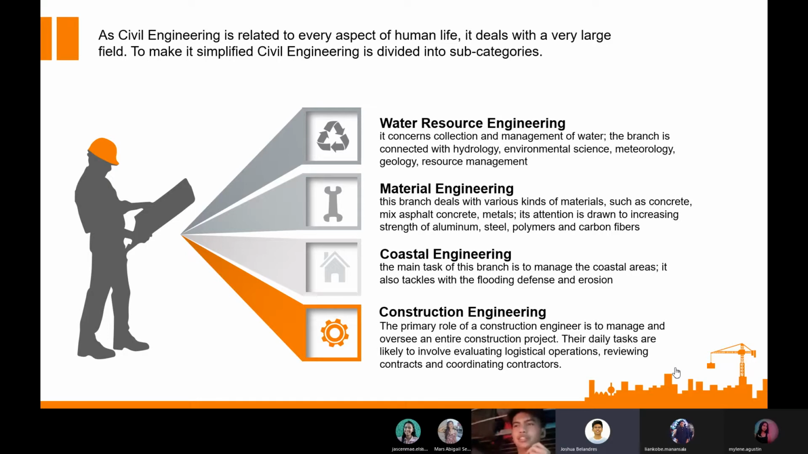Next is coastal engineering. The main task of this branch is to manage the coastal areas. It also tackles flooding defense and erosion. Next is construction engineering. The primary role of construction engineering is to manage and oversee the entire construction project. Their daily tasks are likely to involve evaluating logistical operations, reviewing contracts, and coordinating contractors.